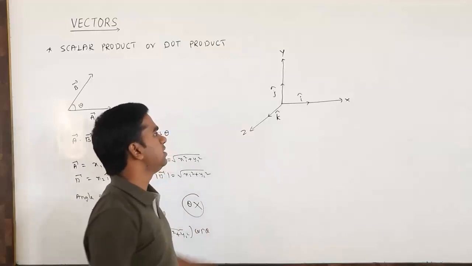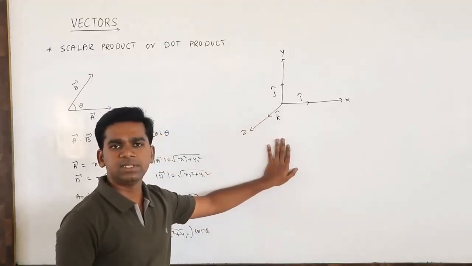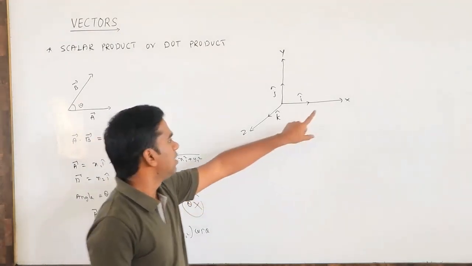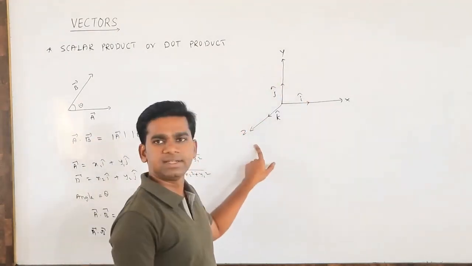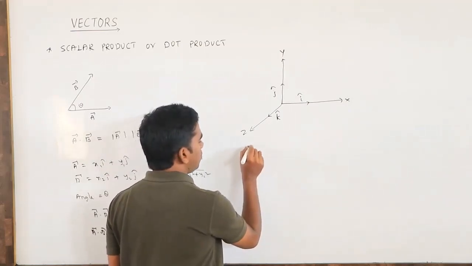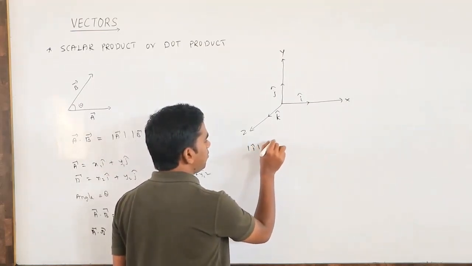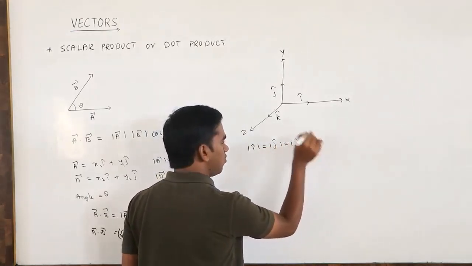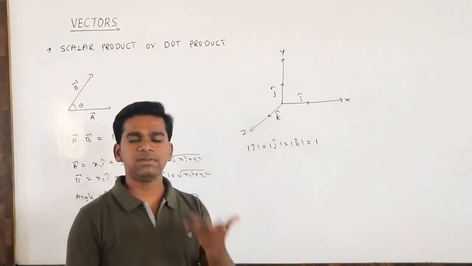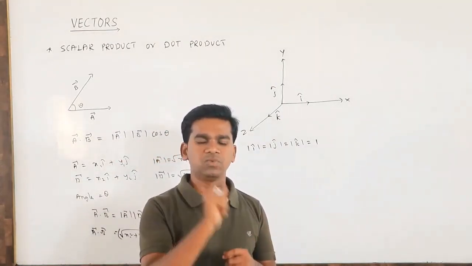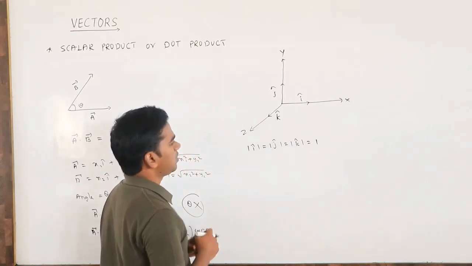Okay. I hope you know all these things: i cap, j cap, and k cap. These are the unit vectors along x, y, z. Okay. So what is the magnitude of the unit vectors? The magnitude of i cap equals the magnitude of j cap equals the magnitude of k cap, which equals 1. Why? Because they are unit vectors. A unit vector is a vector having magnitude equal to 1. Okay. So this is what we got.